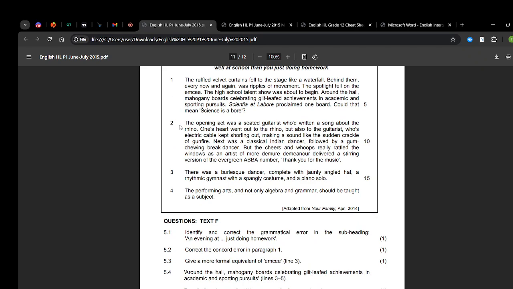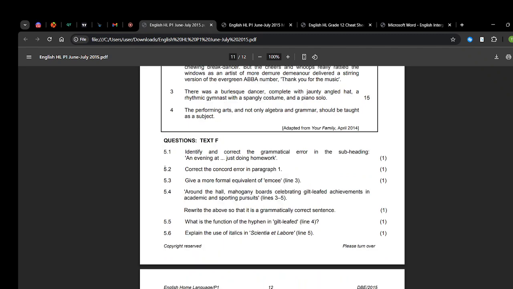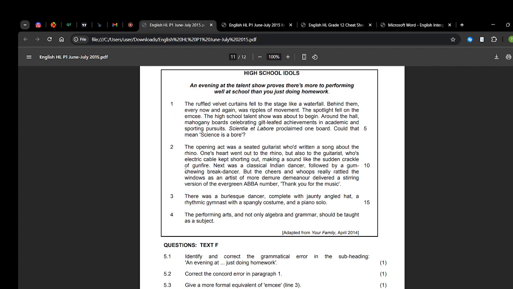Yeah, that was the incorrect error there. Next question: correct the Concord error in paragraph 1. Before we even do that, does anyone want to tell us what a Concord error is? Or try? Is it something that has been spelled incorrectly? Close, not spelled. Try, guys, don't worry.